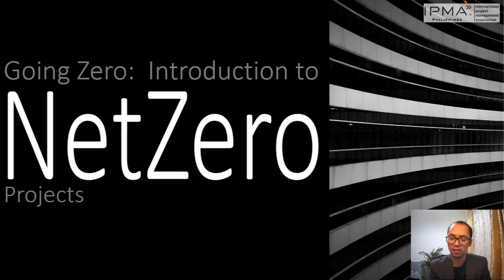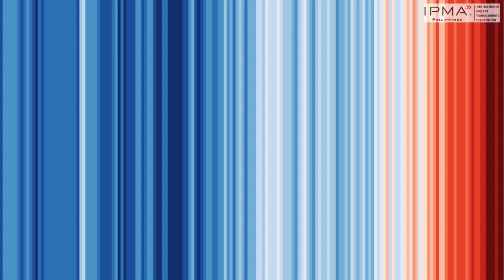So our topic for today is very relevant and a much sought topic in the industry, in the building sector, which is net zero. Let me begin with this graphical representation. This is the warming stripe. It is a graphical representation of the change in the global average temperature as measured over the past 100 years. Each stripe represents the average temperature over a year from 1850 to 2020.